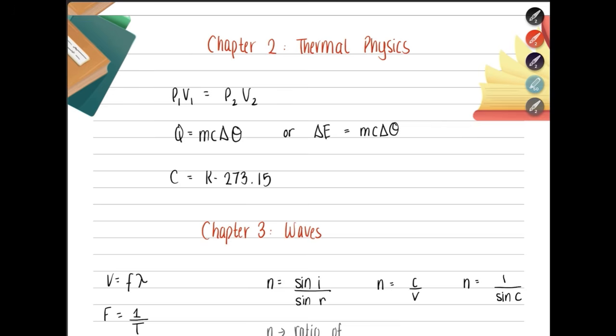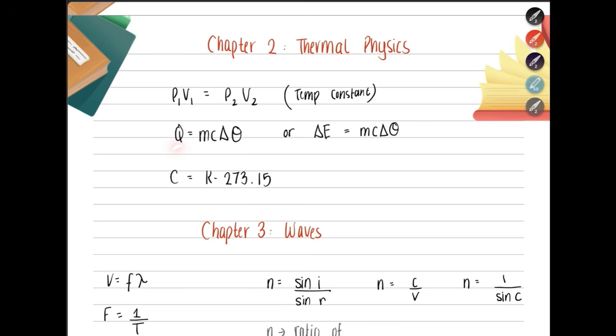This is Boyle's law. Here temperature is constant, remember. P1 V1 equals P2 V2, used to find the unknown value. And then this is for specific heat capacity. C is the specific heat capacity. Q equals mc delta theta.